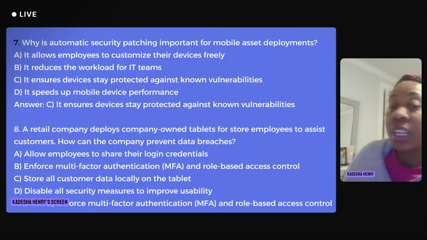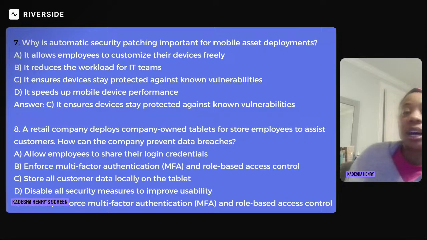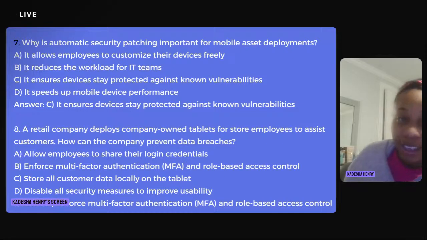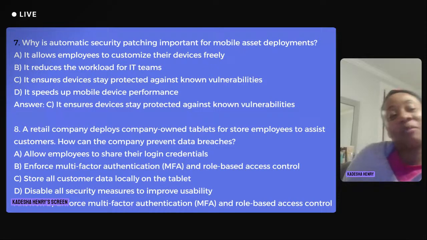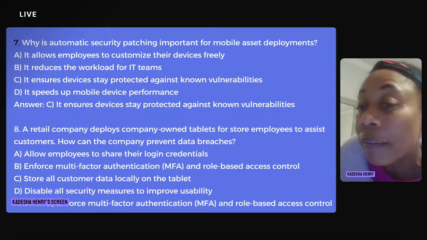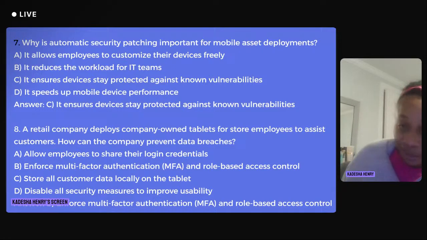Why is automatic security patching important for mobile asset deployment? I'm sorry, it's why. Can you imagine? I am not seeing why, but I'm seeing what, and I'm like, this doesn't sound right. Sorry guys, sorry for that. Okay, why is automatic security patching important for mobile asset deployments? Why is it important?